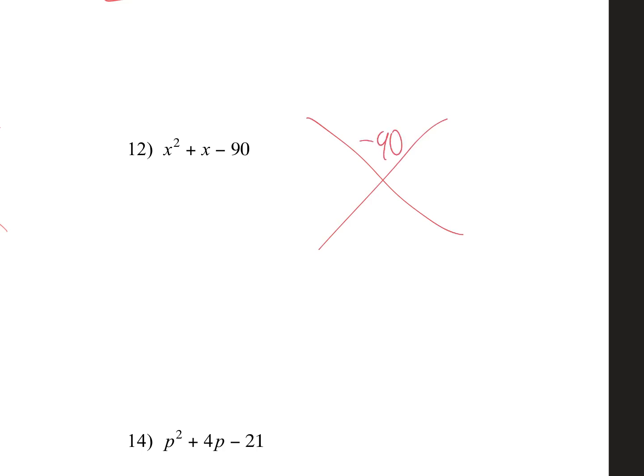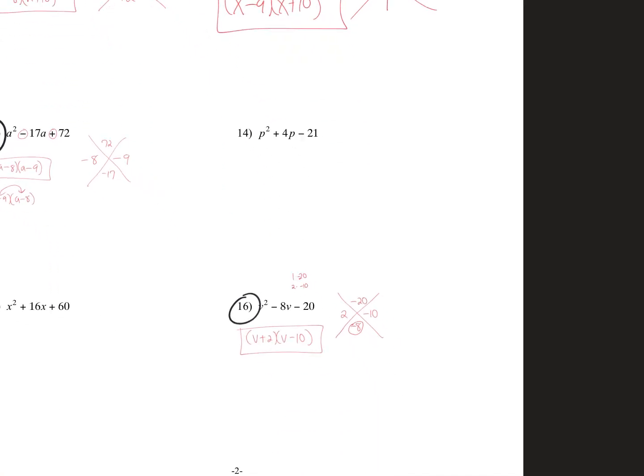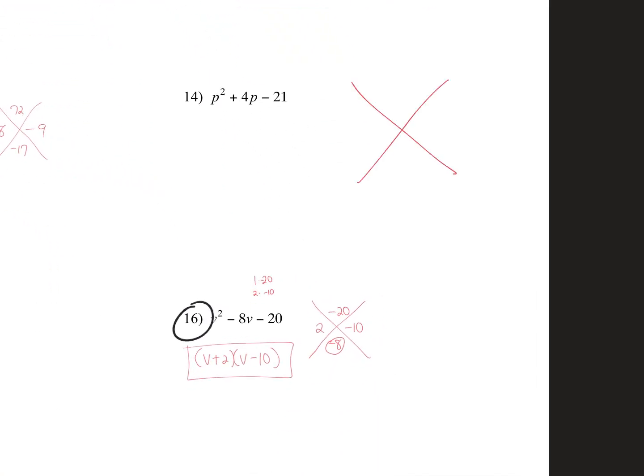-90, actually. What's going to go on the bottom? It's going to be a 1. The numbers that should have worked for this are -9 and +10. So we should have gotten x minus 9 times x plus 10. All right. Number 14. We got -21 on top, 4 on the bottom. Numbers that should have worked are -3 and 7. So it should have been p minus 3, p plus 7.